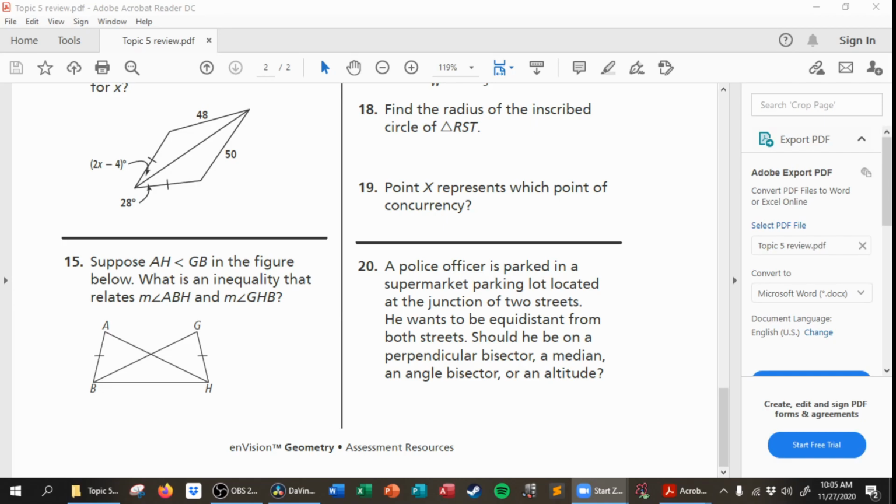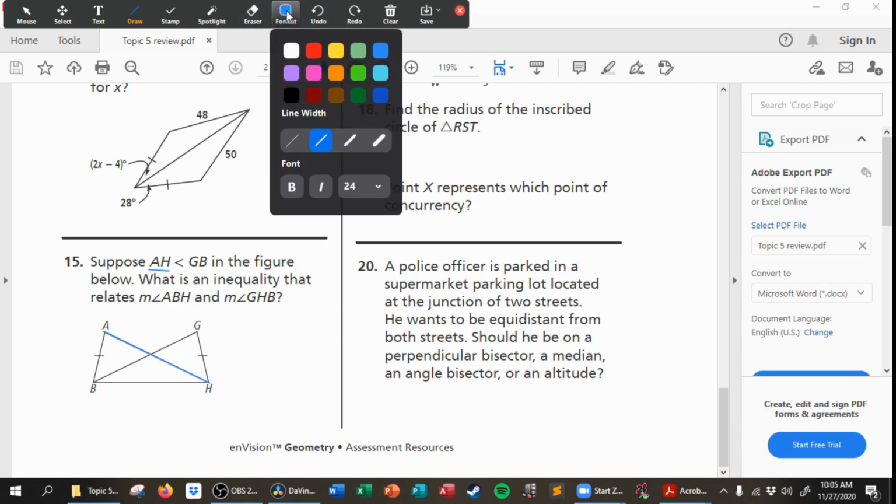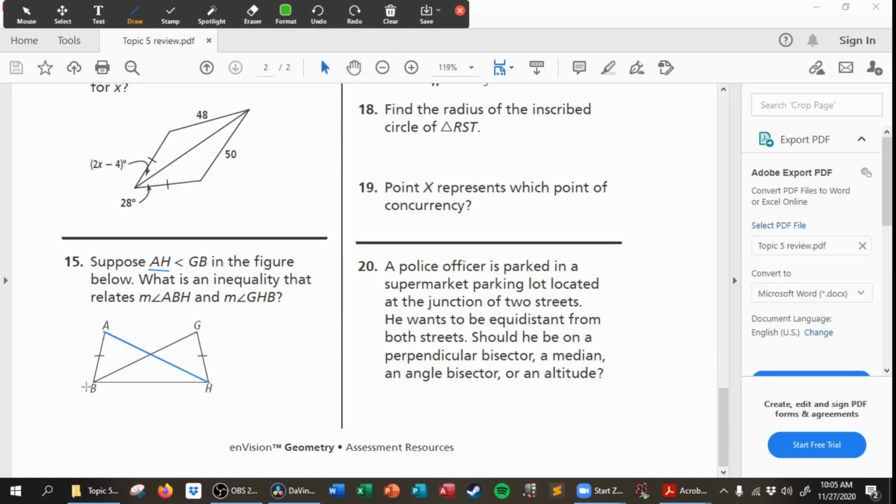All right. So let's look at this one. Let me get my stuff set up. Suppose that AH, that's this whole line here, put AH in blue, is less than GB. Let's go green for GB. So we know my blue line is shorter than my green line. My green line's longer.